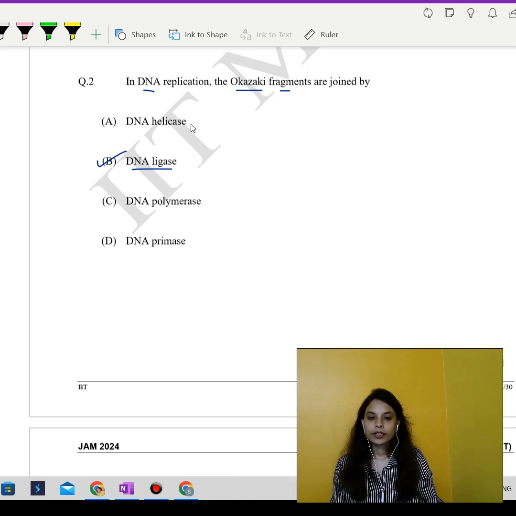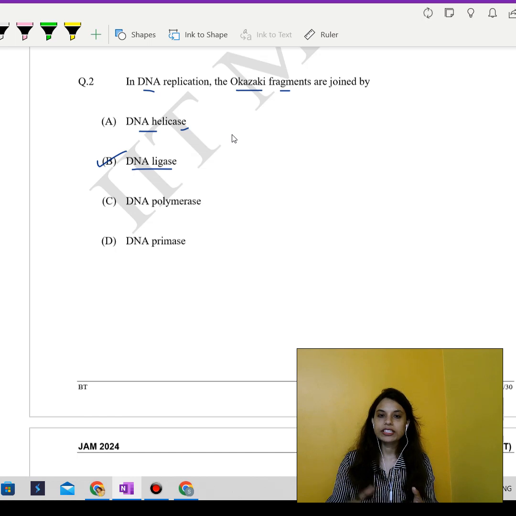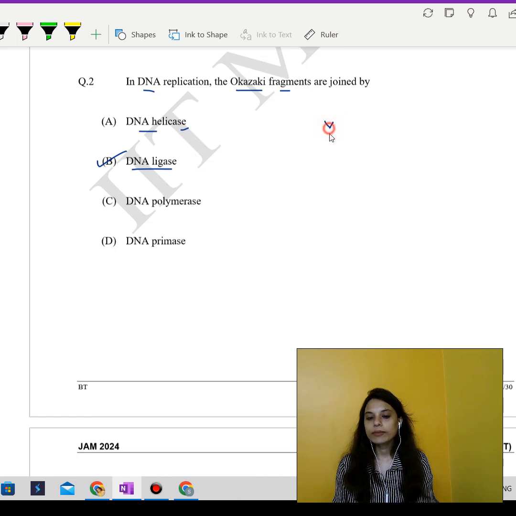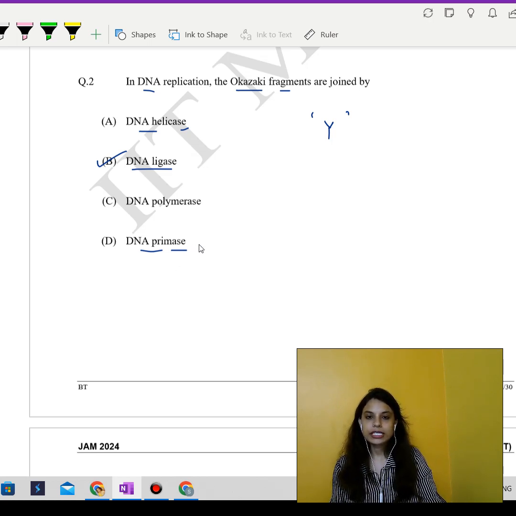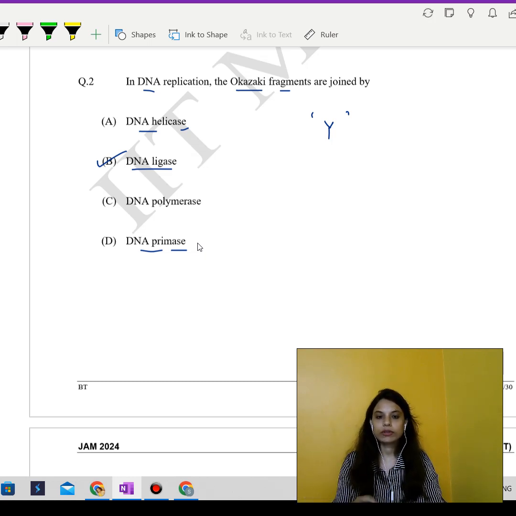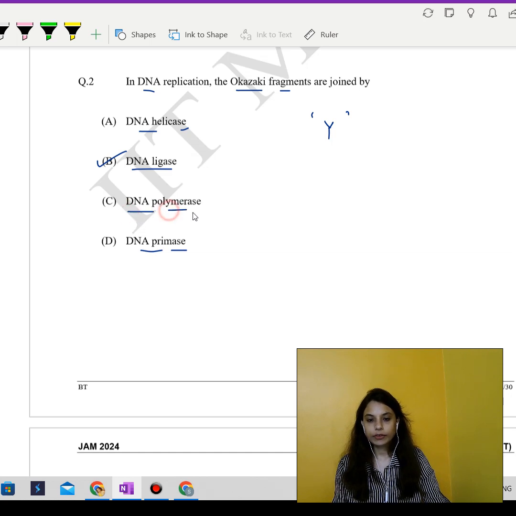Firstly, the first option, that is DNA helicase, unwinds the double helix. What does it do? It separates the two strands of the DNA molecule at the replication fork, creating a Y-shaped structure. Second one is DNA primase. DNA primase lays down short RNA primers. It synthesizes the short RNA primers on the lagging strand to initiate the DNA synthesis by the DNA polymerase. Next is DNA polymerase that we are going to discuss.